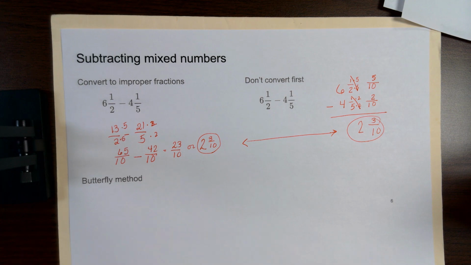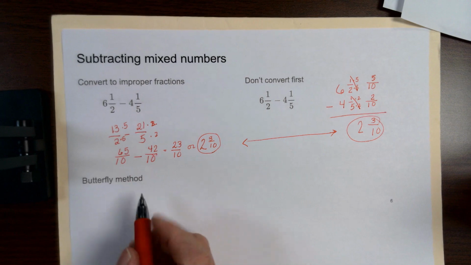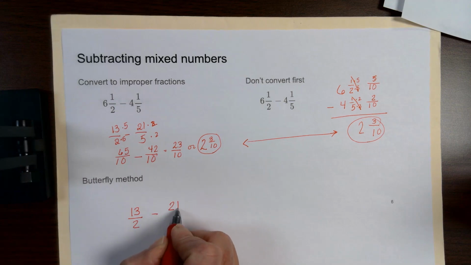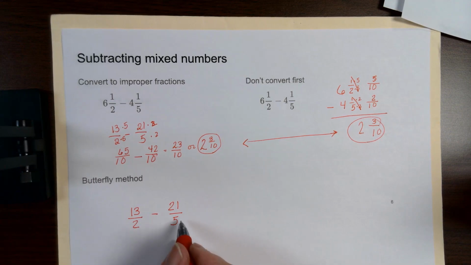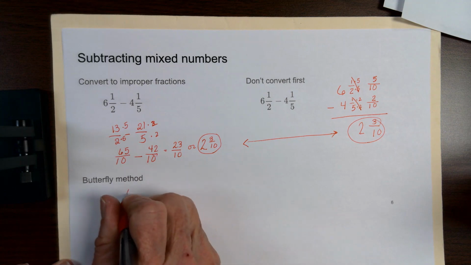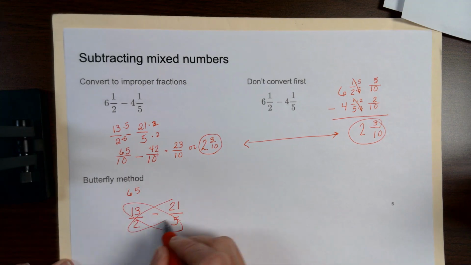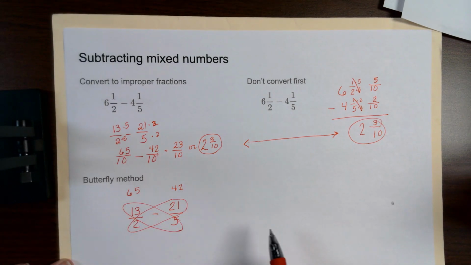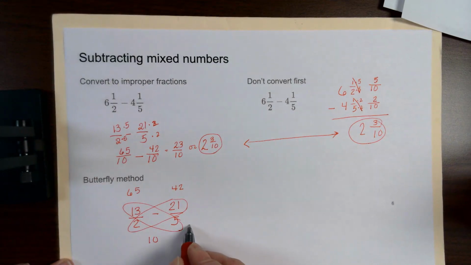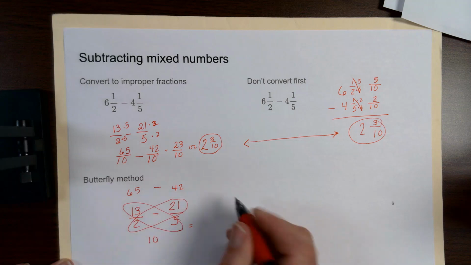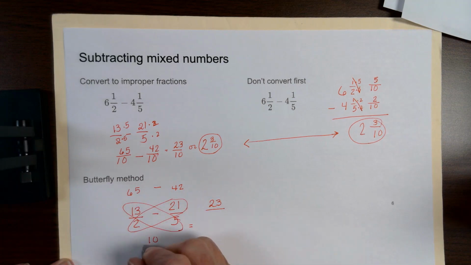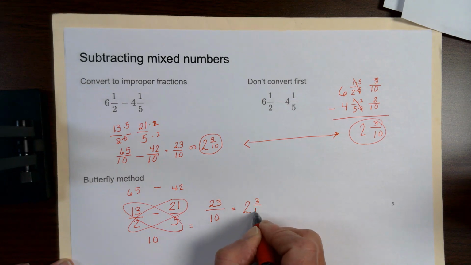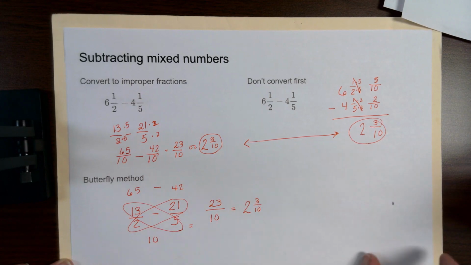If you did the butterfly method, again, you would have to do where you made them into mixed numerals. So if I have 13 over 2 and I have minus 21 over 5, I multiply up. So that's going to give me a 65. Multiply up, it's going to give me a 42. Okay, and then multiply across, so that's going to give me a 10. So when I subtract here, I'm going to get a 23. I bring the bottom over, and that's a 10. When I divide that, that gives me 2 3/10. 3 different ways of doing the same problem.